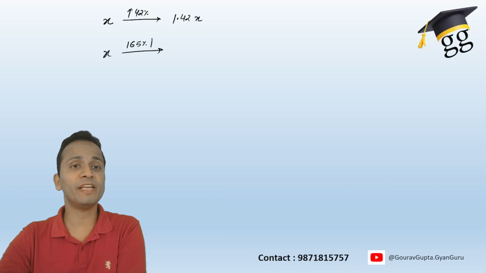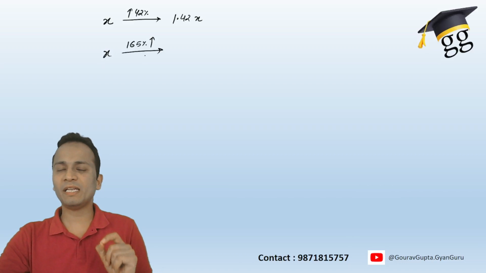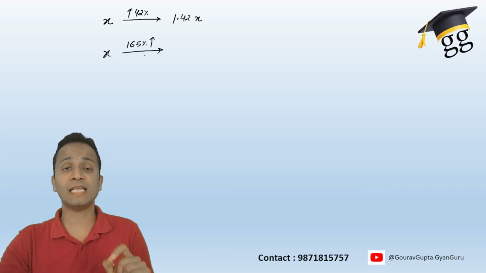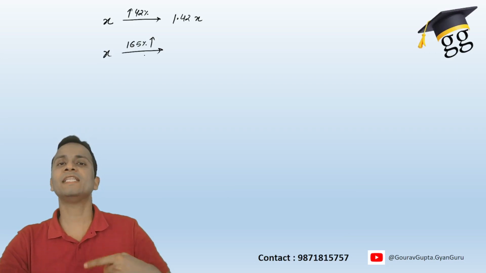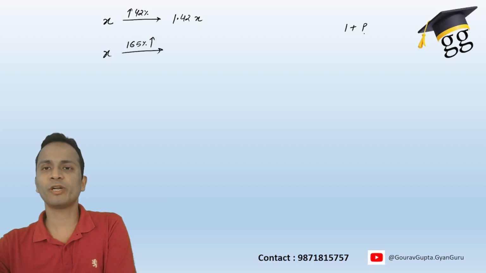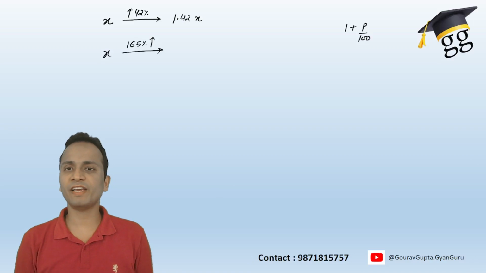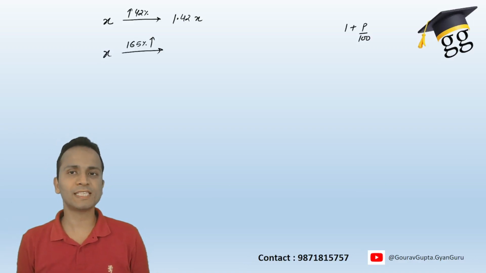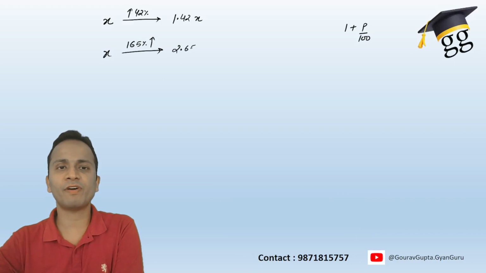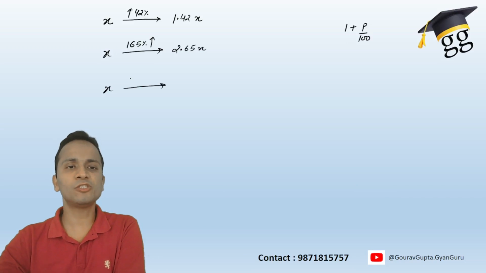165%. You have to be very careful in this. x को 165% से increase करना है. So multiplication factor क्या होगा? 165 divided by 100. That will be 1.65 and then 1 will be added to this. Okay, so don't forget the formula, don't forget the process. 1 plus p upon 100. So 165 when divided by 100 it will be 1.65, then 1 will be added to it, so it will become 2.65x. ठीक है?